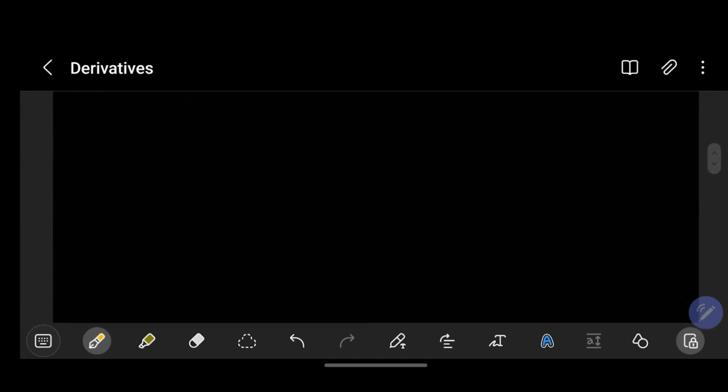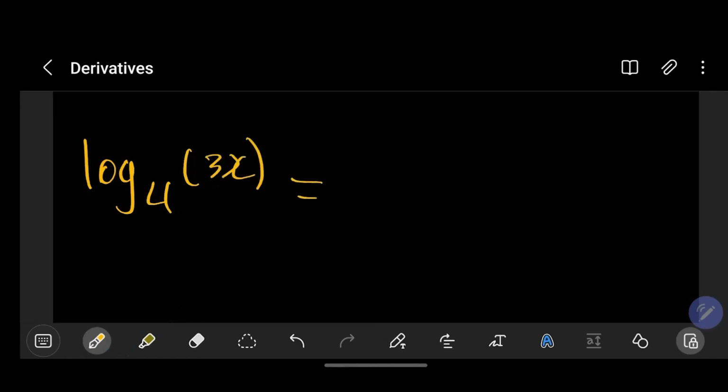So let's say we have log base 4 of 3x. This should be 3x, so 3x, that is equal to our u. So the derivative of 3x is 3, all over u, which is 3x, ln of our k here, which is in this case 4. Okay, let's take another one.